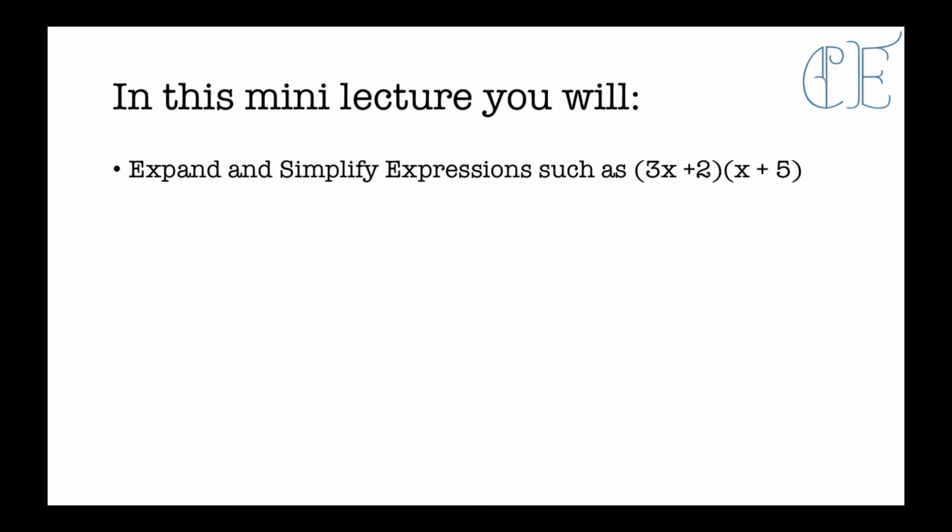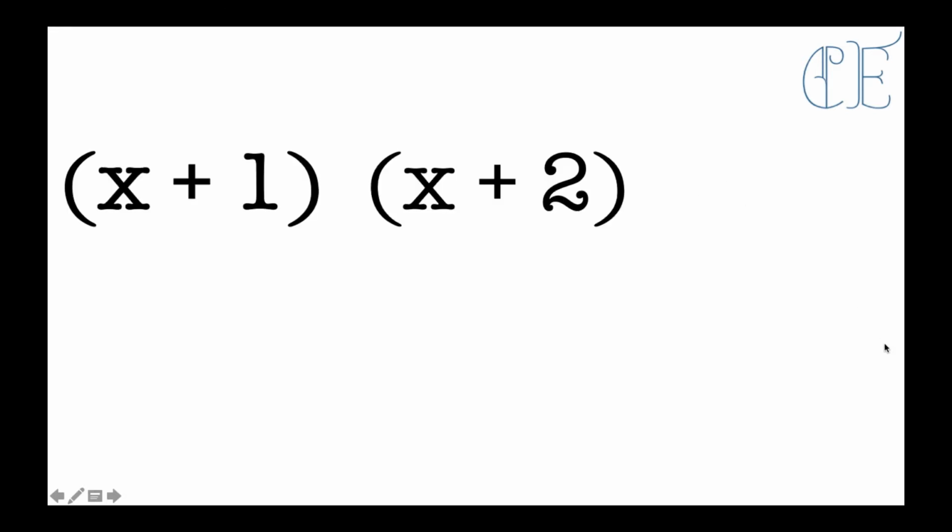In this mini lecture, you will expand and simplify expressions such as 3x plus 2 and x plus 5. So first of all, we should remember that this bracket next to this bracket means that we are going to multiply both brackets together. So let's look at this example. We have x plus 1 times by x plus 2.